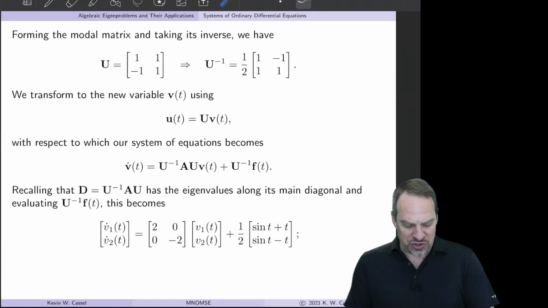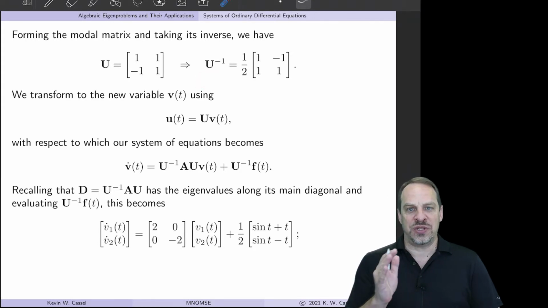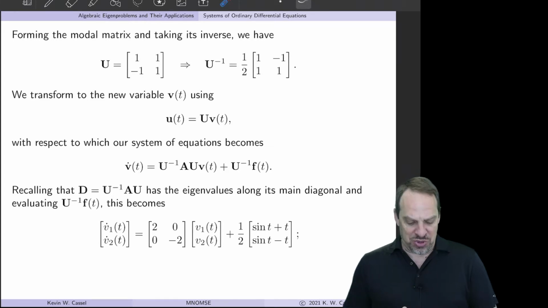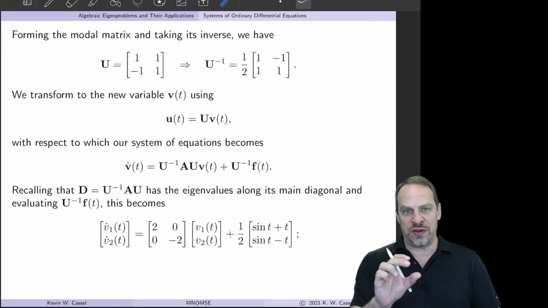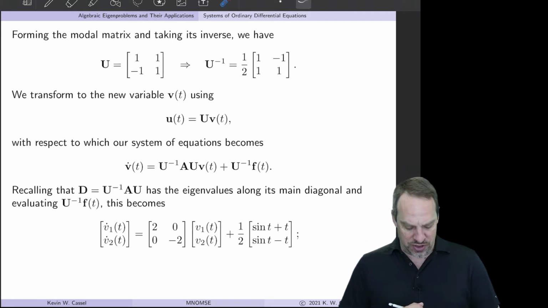So we form our modal matrix U. So here's the first eigenvector, the second eigenvector. We will need the inverse of U, not because we have to evaluate U inverse times A times U for the diagonalization, but because we have a non-homogeneous f term, which is going to have a U inverse times that f. You'll remember from our derivation of the new problem. You'll see it right here when we get to it. So for the inverse of a 2 by 2 matrix, you just swap the diagonal terms, change the signs of the off-diagonal terms, and then divide by the determinant, and you have the inverse.